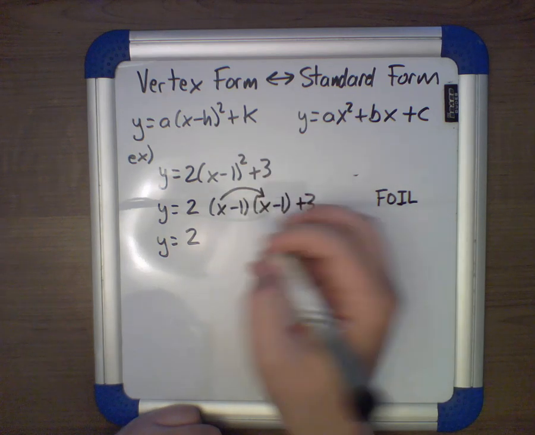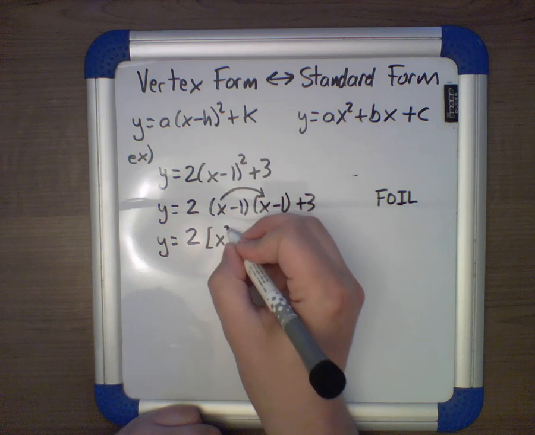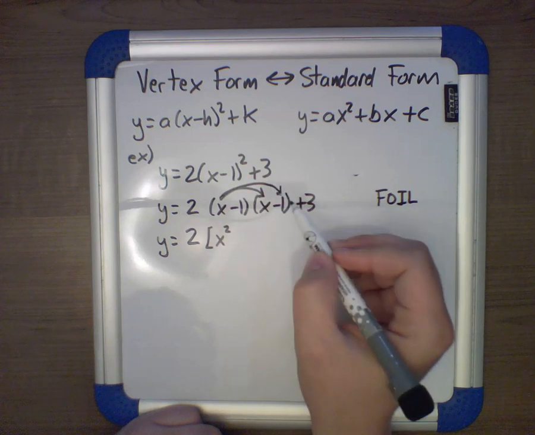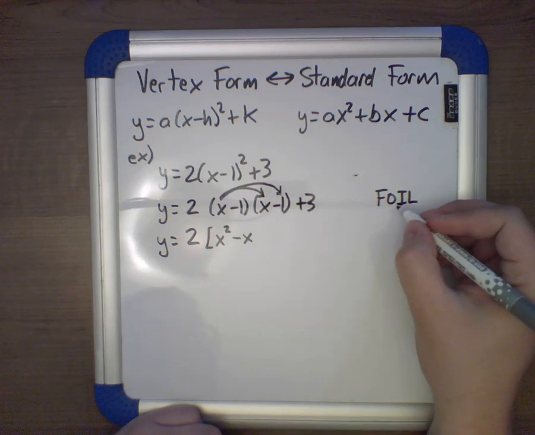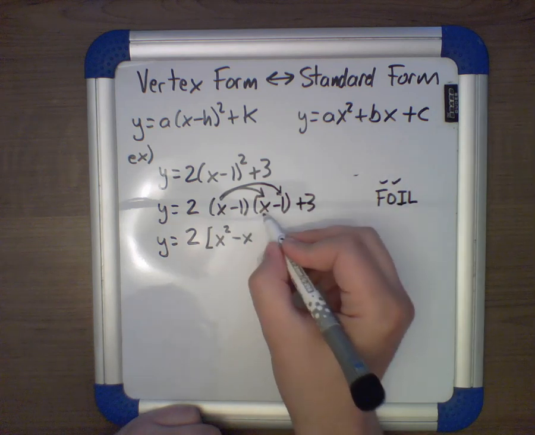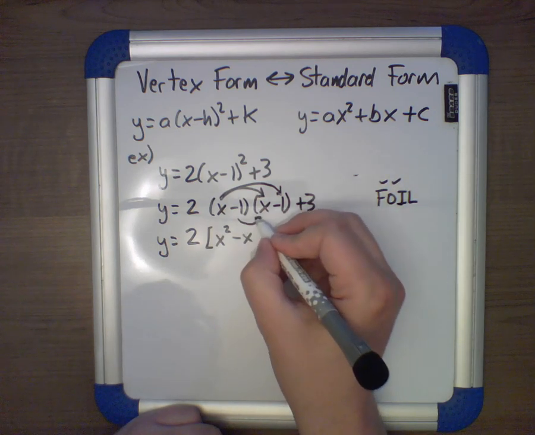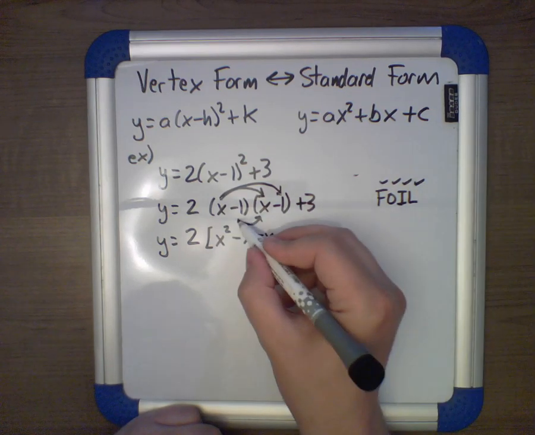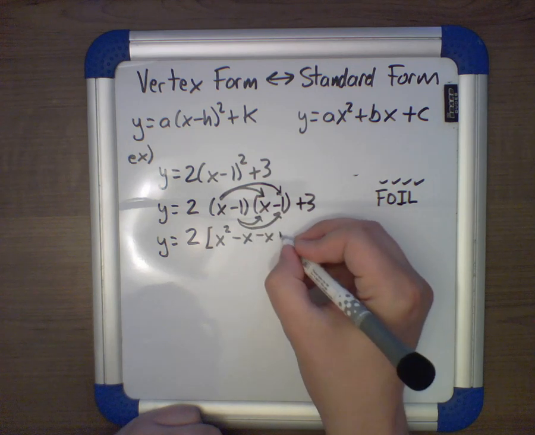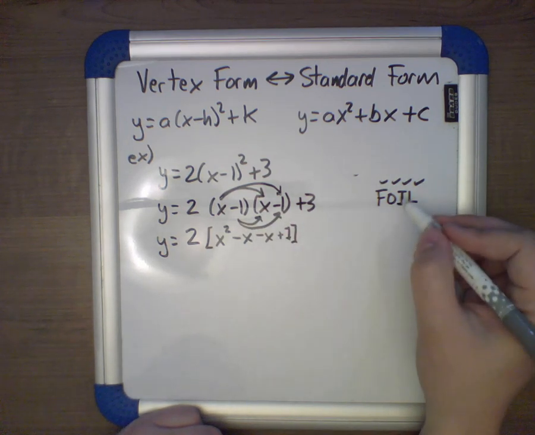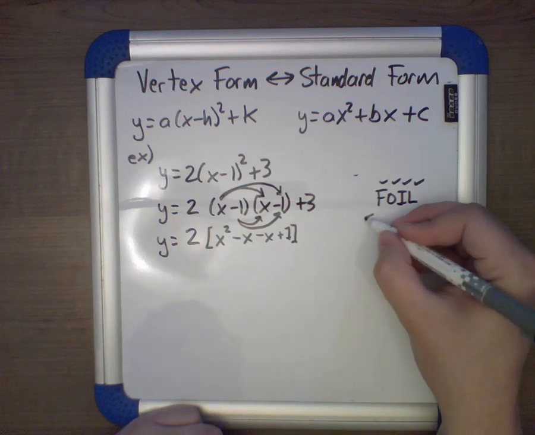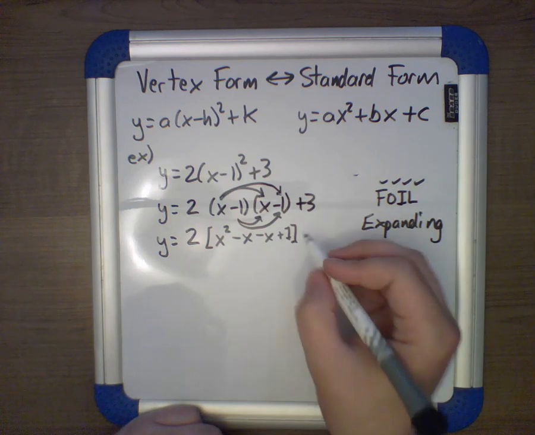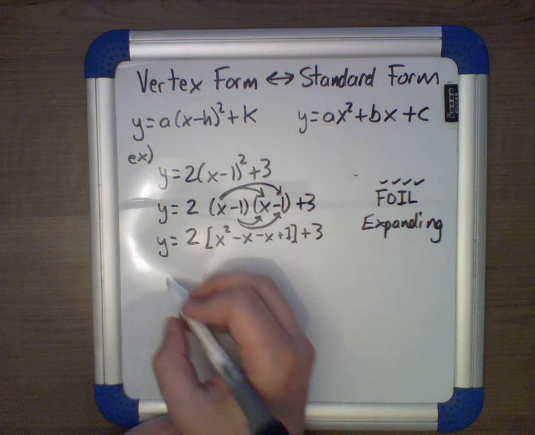So I do x times x, which gives us x squared. I do the outside term, so I multiply x times negative 1, which is negative x. I multiply the inside term, so the inner term, negative 1 times x is negative x, and then I multiply the last terms, negative 1 times negative 1, which gives me positive 1. So FOIL is how we remember what we're doing, but this process is called expanding. And our plus 3.